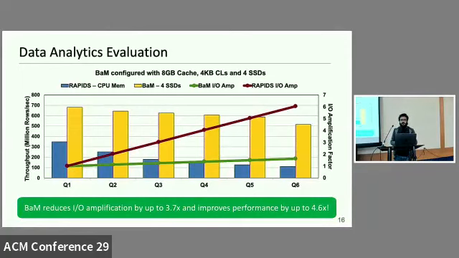BaM significantly outperforms Rapids for 2 reasons. One, because it allows GPU threads to make on-demand requests, it has significantly less I/O amplification. And second, it uses the GPU's massive parallelism to manage both the I/O and the memory.